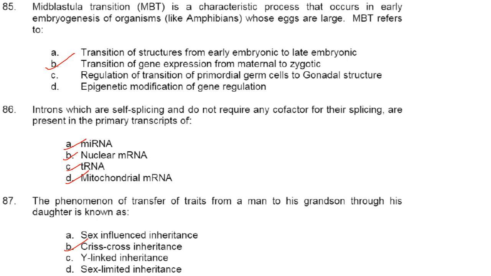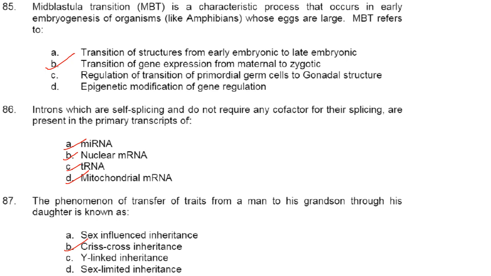Then next one. Introns which are self-splicing and do not require any cofactor for their splicing are present in the primary transcript of. So they are present in the primary transcript of all the options A, B, C and D: miRNA, nuclear mRNA, tRNA, mitochondrial mRNA. So answer is A, B, C and D.